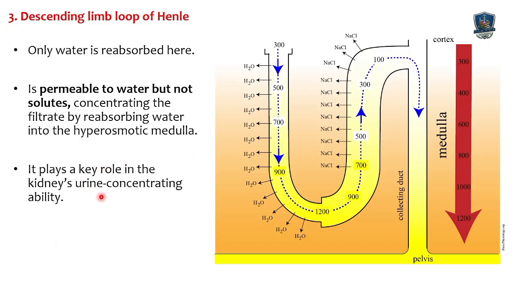It plays a very key role in the kidney's urine concentrating ability. Remember, as you remove water, you make the filtrate more concentrated. So the filtrate will be more concentrated as it moves along the descending limb. That's something you have to note. That being said, let's now move to the ascending limb, and I want us to focus more on the thick ascending limb.